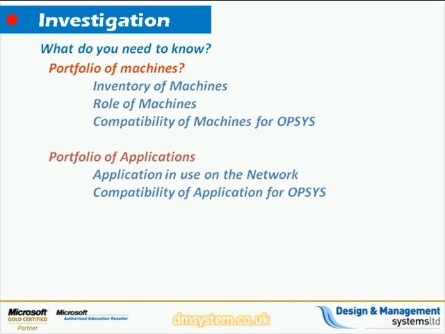So what do I need to know? I need to know the portfolio of machines. I need to know the physical inventory, the size, the speed of the machines, how much memory you've got, what the roles of the machines are, the compatibility of those machines to actually accept the later operating system. I'd need to know the portfolio of the applications I've got on the network and the compatibility of those applications for Windows 7.